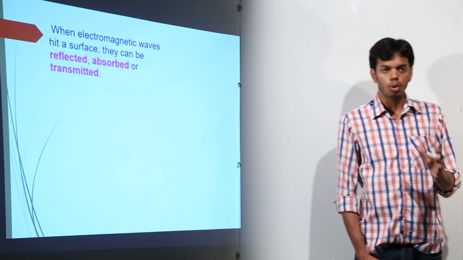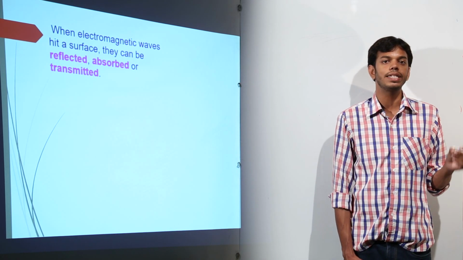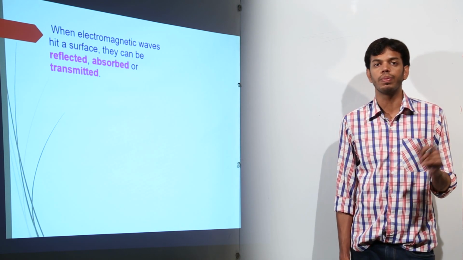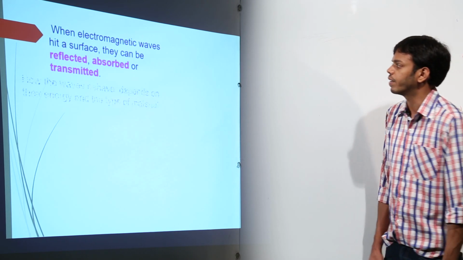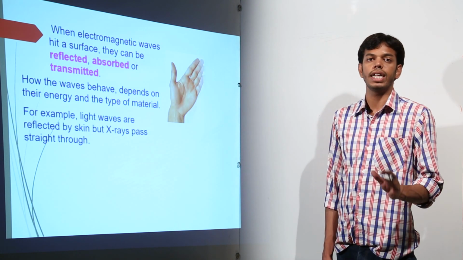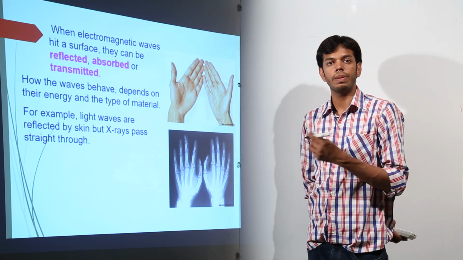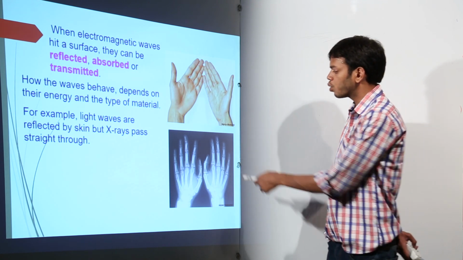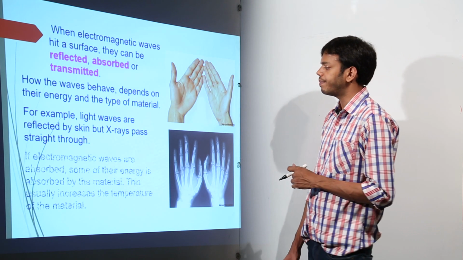This is not yet proved, but yes, they can heat up the temperature of our brain by 0.2 degrees Celsius after use of more than 20 hours. It has been proved that they can increase the temperature, but a negative effect as such has not been discovered. So how the waves behave depends on their energy and the type of material they contact. For example, visible light is reflected by the skin, but X-rays easily pass through the skin and are reflected from the bones, which are denser, right?